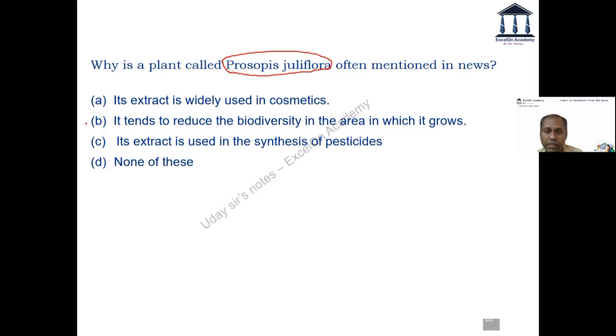Excellent, Prachi. They clothed the option in such a way that even if you know invasive species, they have not mentioned the word invasive species, but have mentioned the definition of invasive species. What does it do? It will compete with the existing species and wipe them off. So if there were 10 different native species, now you have only one species. To that extent, what has happened? The native biodiversity has reduced. Answer is B.